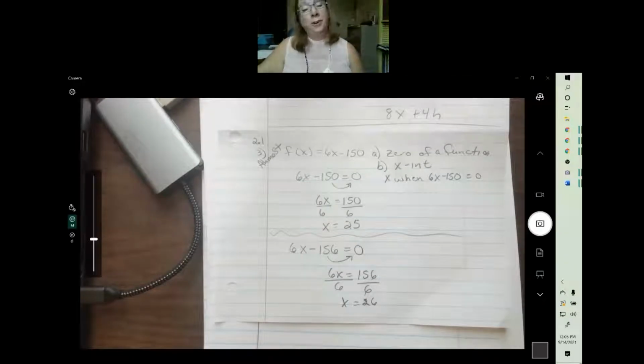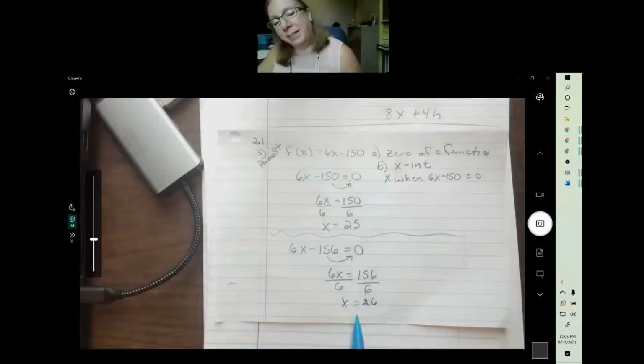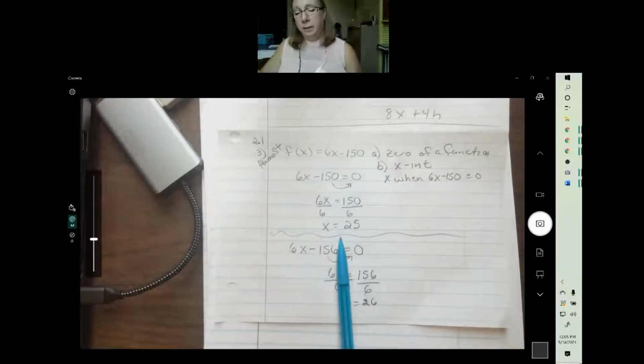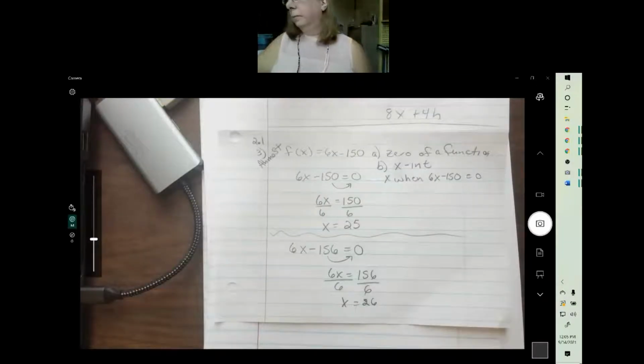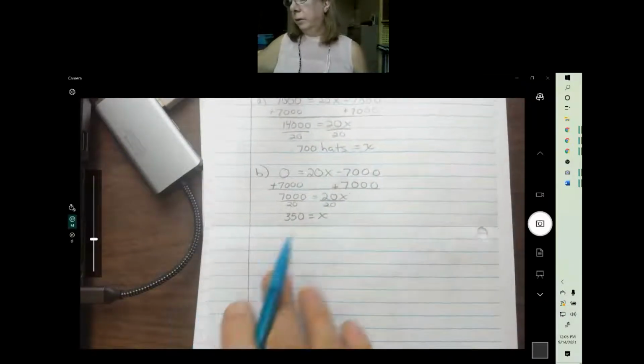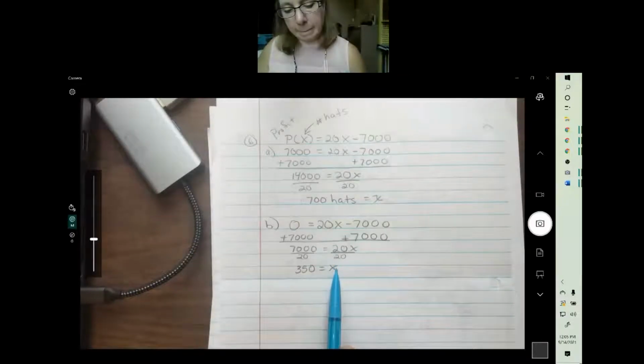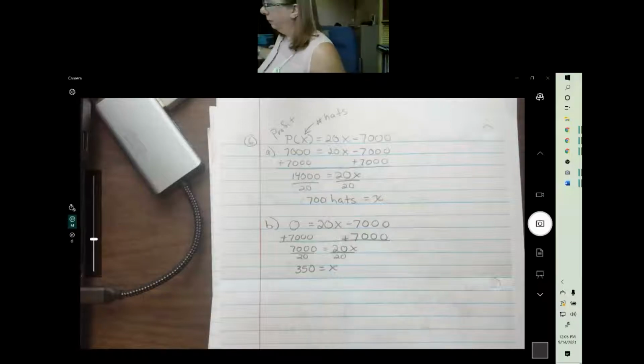So on your tests, show all your work. So if you do make these kinds of careless mistakes, you're only going to miss a half a point rather than the whole problem. So if I can follow it and it's just a careless mistake, I'm not going to take off a lot of points. Is there any questions on number 6? Okay.